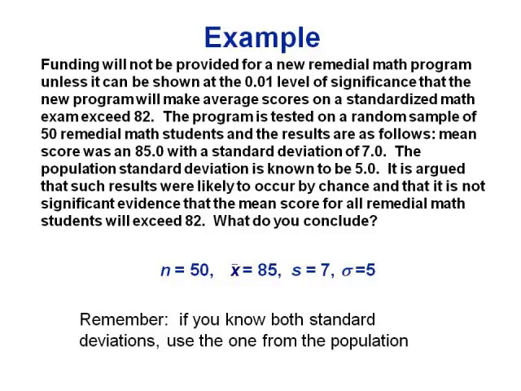Mean of 85, standard deviation of 7. We know that the population standard deviation is 5, so that's actually the one we want. So we want to test that the mean score for all remedial students would actually exceed 82. Pulling out the information, n is 50, that was the sample size. We had an x-bar of 85. The sample standard deviation was 7, but the population standard deviation was 5, so we'll actually use the sigma for this.